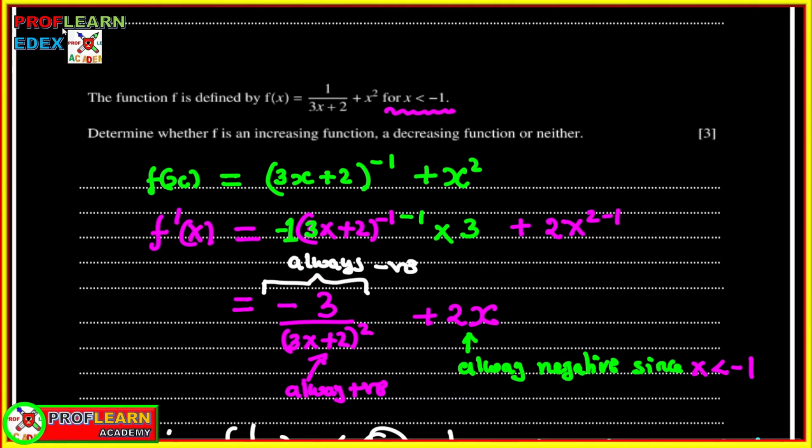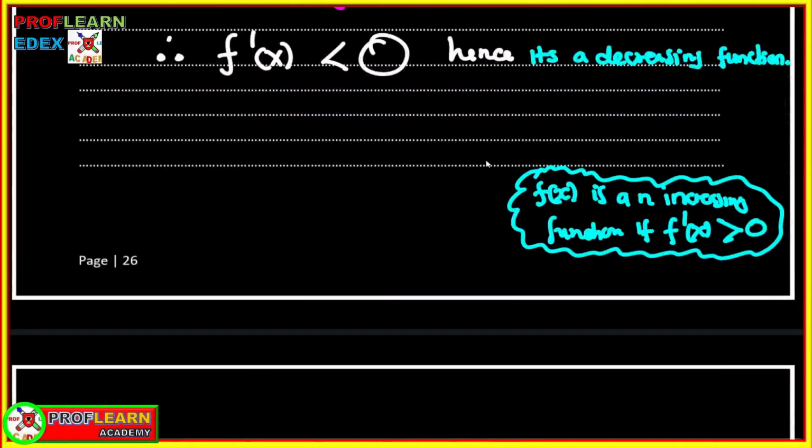Question number 19, the function f is defined by this. Determine whether it's an increasing function or a decreasing function. Remember, a function is said to be increasing if f prime of x is greater than 0. A function is said to be decreasing if f prime of x is less than 0. So if the gradient function is fully positive, it's an increasing function. If it's fully negative, it's a decreasing function.